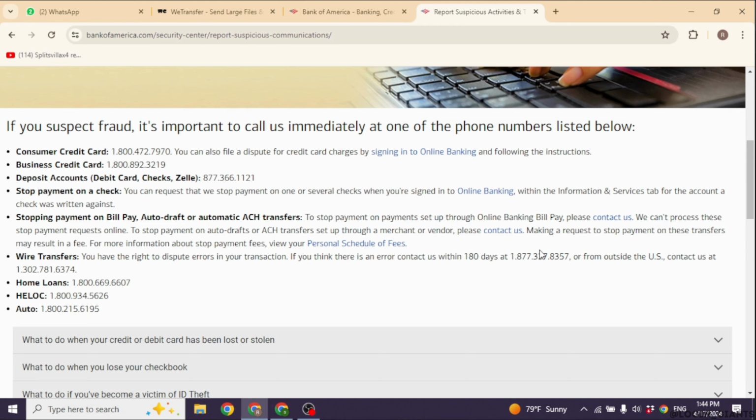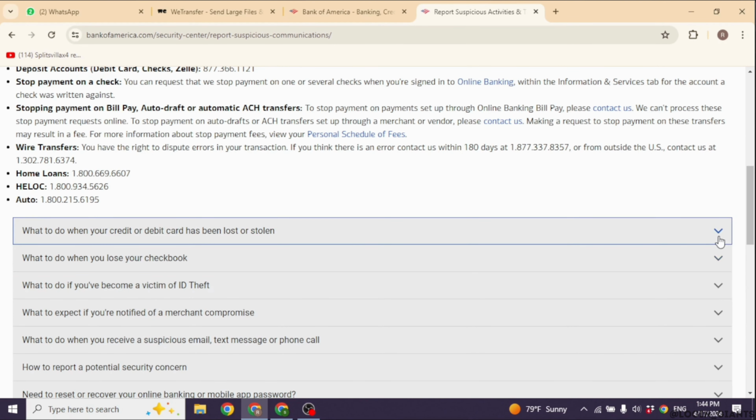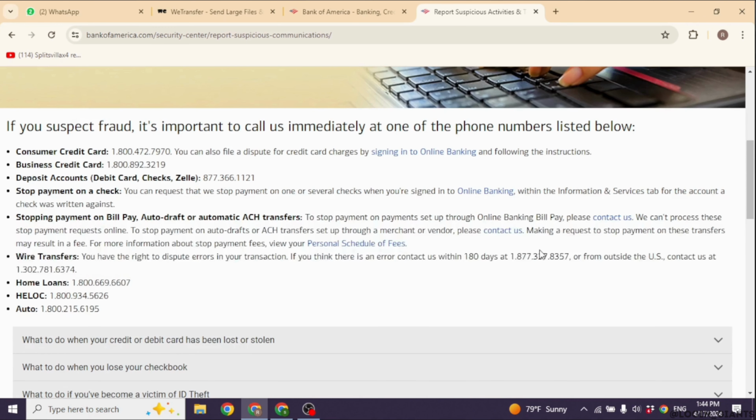Log into your Bank of America account as soon as possible. This will allow you to review any recent transactions and address any concerns. Once logged in, navigate to the Account Activity or Transaction History section of your online banking dashboard. Review your recent transactions carefully. Look for any unfamiliar or suspicious activity, such as unrecognized purchases or withdrawals.